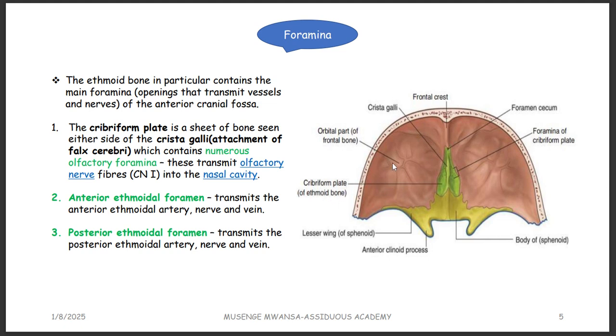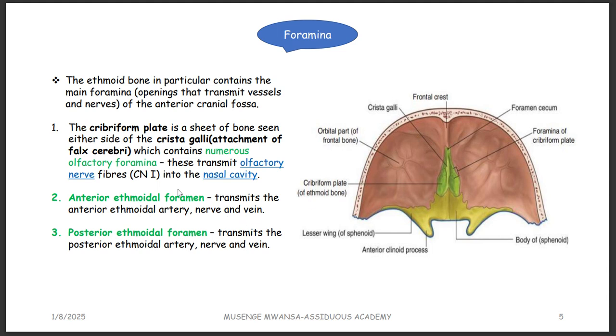Another opening: we have the anterior ethmoidal foramen and the posterior ethmoidal foramen. Remember we said that we have the ethmoid bone. Even this same crista galli is part of the ethmoid bone. So in this same ethmoid bone, we are going to have these openings. In this kind of view you can't see them unless we take a cross section. If we took a sagittal section, that's when you'll be able to see.